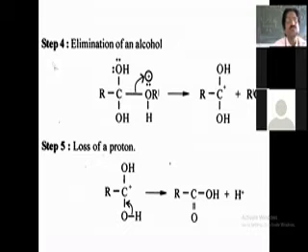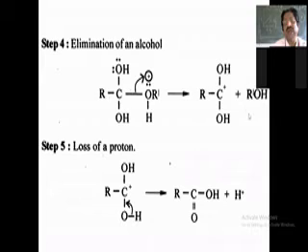Now the fourth step is the elimination of an alcohol. Now this plus sign shows the deficiency of electrons. Naturally, the oxygen tries to take a pair of electrons from the bond, so this bond breaks here, and hence a pair of electrons is transferred to the oxygen. Because of that reason, you are getting this molecule, and that is called an alcohol. So you are getting an alcohol and a carbocation is formed.